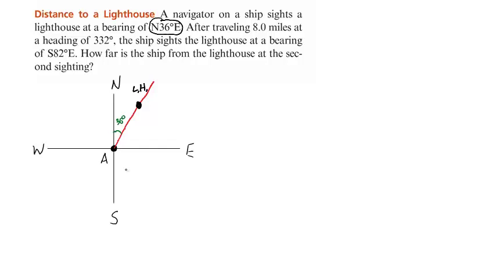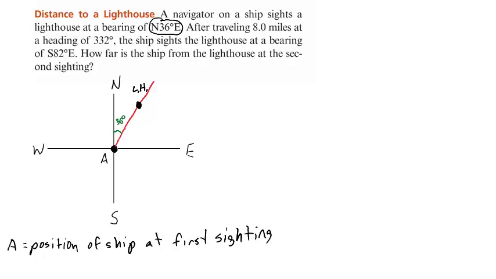Okay, after traveling 8 miles at a heading of 332 degrees, the ship sights the lighthouse again at a bearing of south 82 degrees east. Okay, so a heading of 332 degrees. So this is the ship. A is the ship. A is really the position of the ship at the first sighting of the lighthouse. You don't have to write that down, but just so the notes are clear.